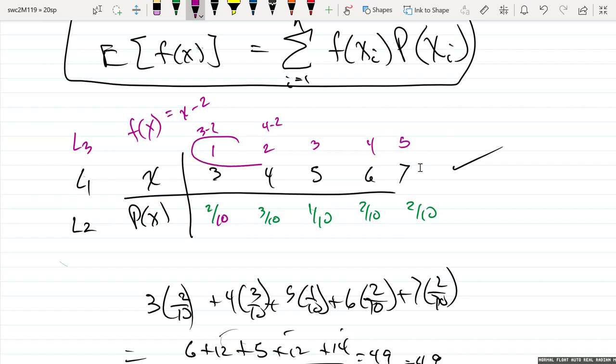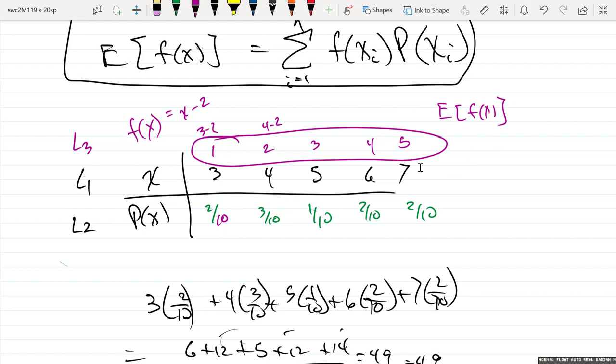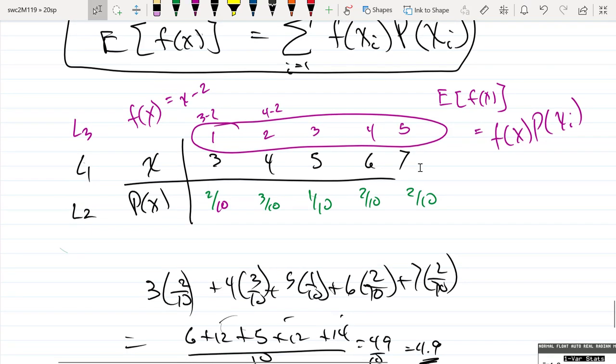So now if I want to know what the expected value of those values are, right? What's the expected value of that list that's been generated from that function? What I'm going to do is simply take each one of those values, multiply them by their frequency or probability, and I'll get an answer. So it's going to be a 1 times 2 tenths, a 2 times 3 tenths, a 3 times 1 tenth, right? And that's our list 3.